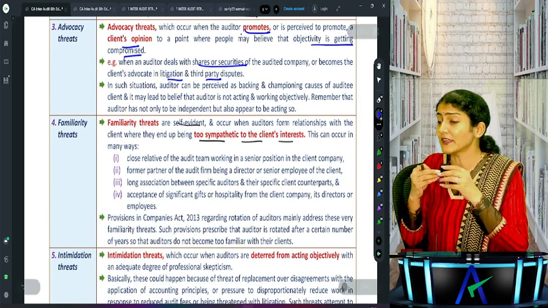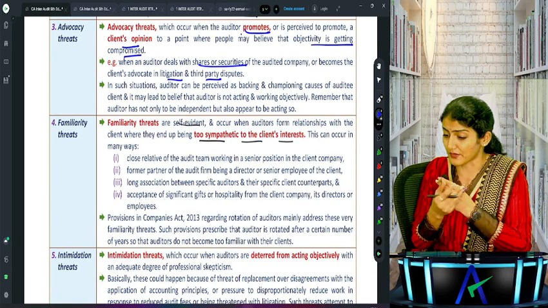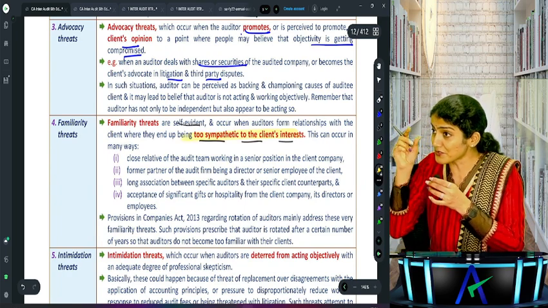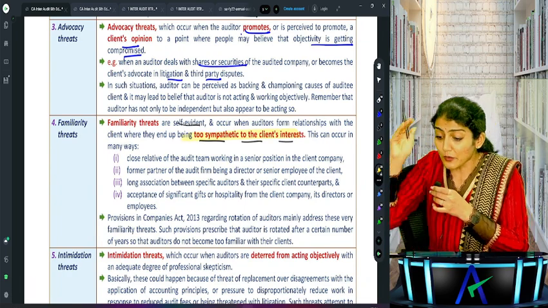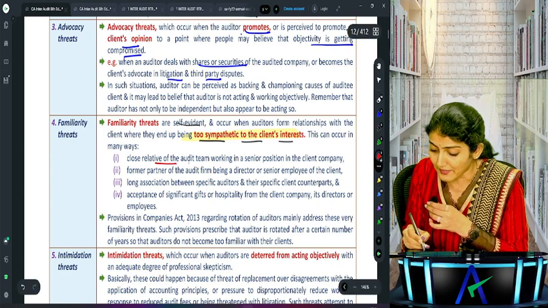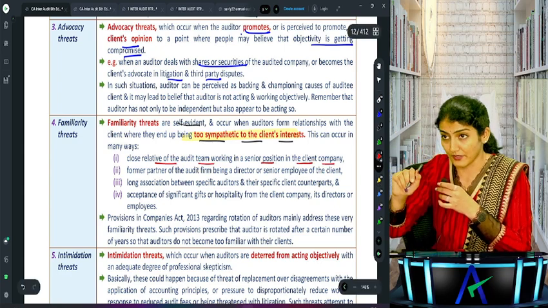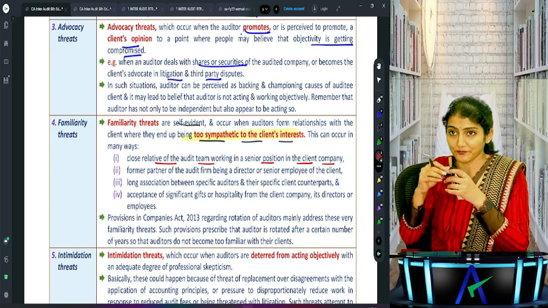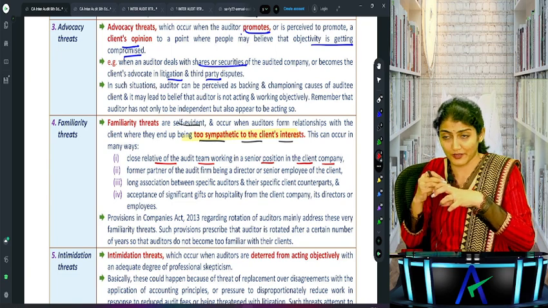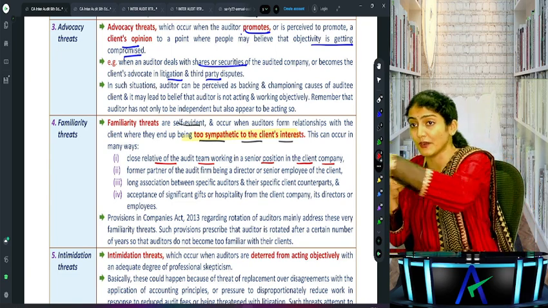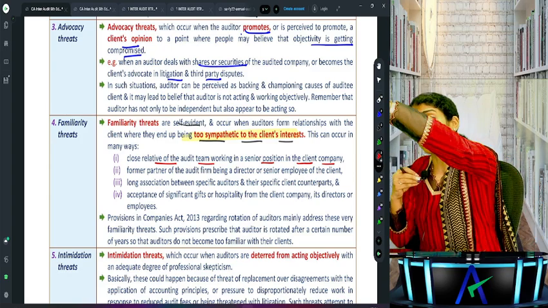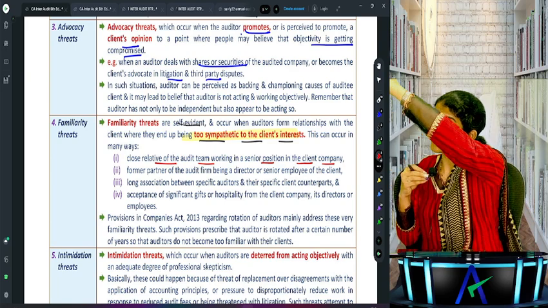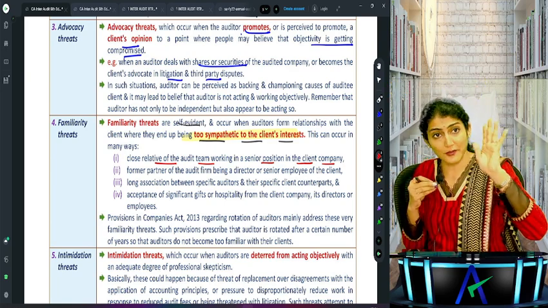Then familiarity threat, too sympathetic to the client's interest. Examiner's eyes, which words they want in your answer? These words, too sympathetic to the client's interest. When a close relative of the audit team is working in a senior position in the client company. Like, one of the articles, his father is a managing director in the client company. Article is doing articleship in PwC. PwC is going for the audit of Geo. And now this article's father is the managing director of Geo. So a close relative of the audit team is working in a senior position in the client company. Are you understanding the situation?